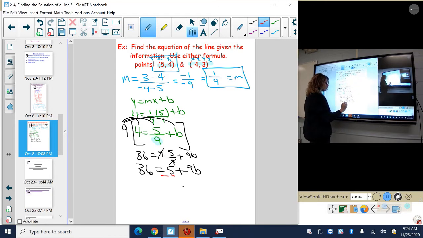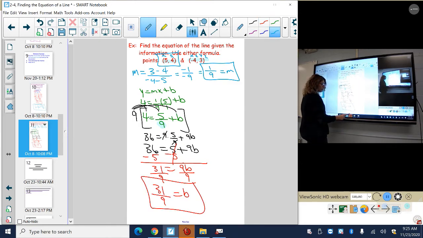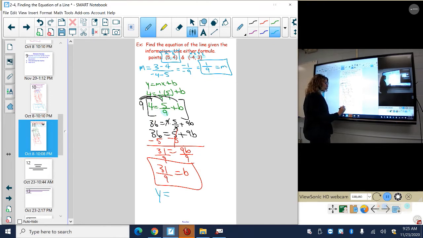Go ahead and subtract 5. 31 is equal to 9b. Divide by 9. And you get 31 over 9 is equal to b. Everyone thinks you're done, but you need to make sure you write down your equation again. Put in your slope, which is 1/9, and your b value, which is 31 over 9.